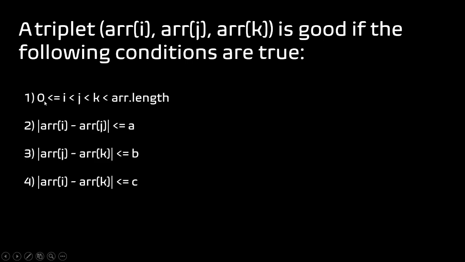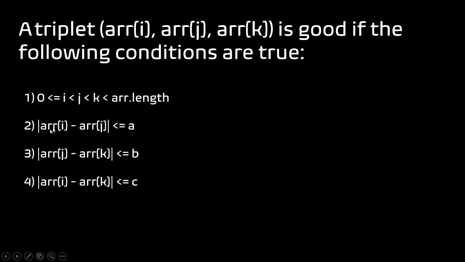So the first condition is i, j and k, the indices, have to be in strictly increasing order, and all of them have to be in the range of 0 to array length. Okay, and the other conditions are pretty simple to understand.